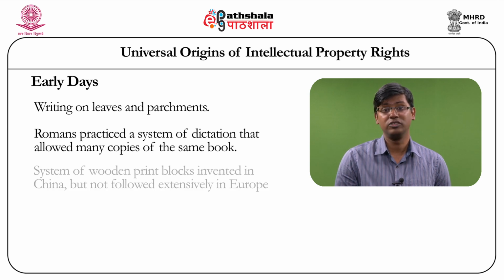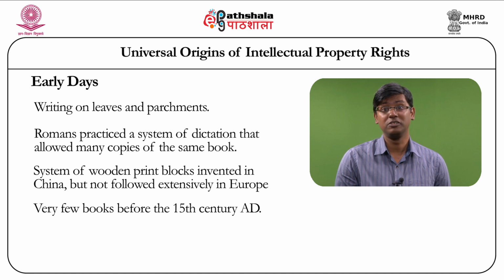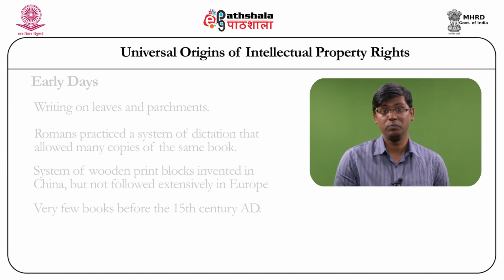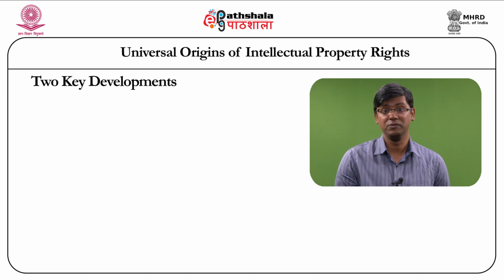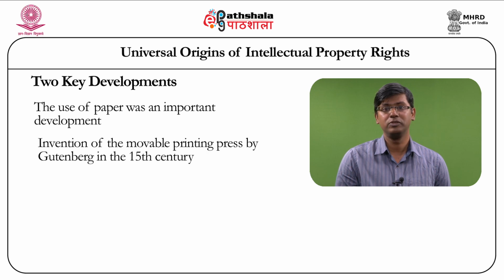Subsequently, you had a system of wooden print blocks that were invented in China, but was largely unused in Europe until the 15th century, when there were certain breakthroughs in the technology. We had two specific developments in the 15th century. One is the use of paper, which was an important step towards developing publishing of works. Secondly was the invention of the movable printing press by Gutenberg, which allowed printers to make several copies of literature.